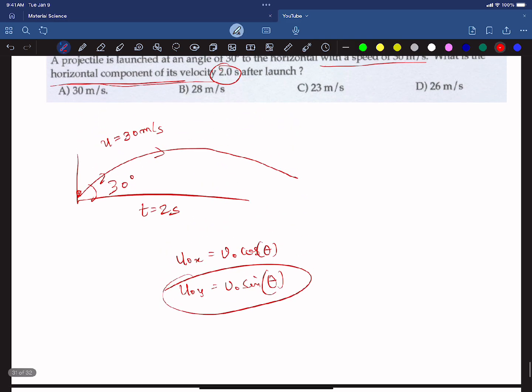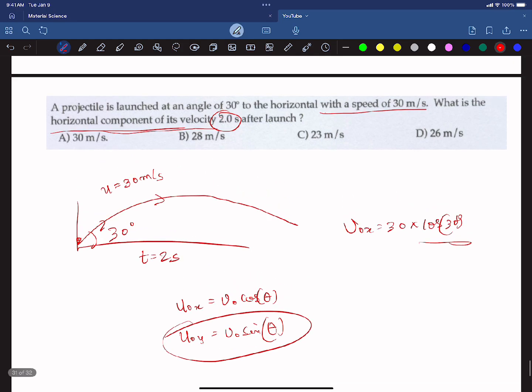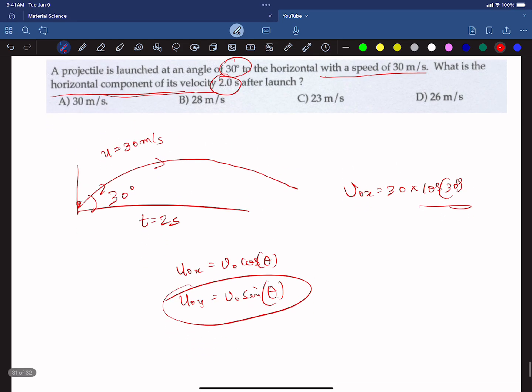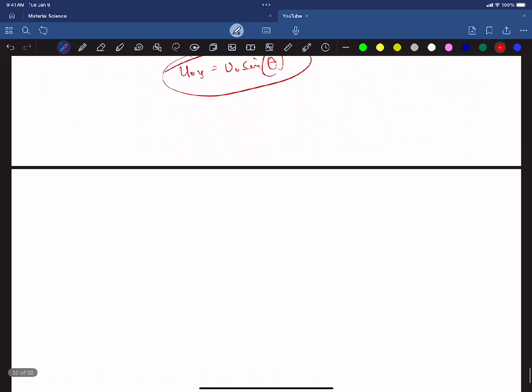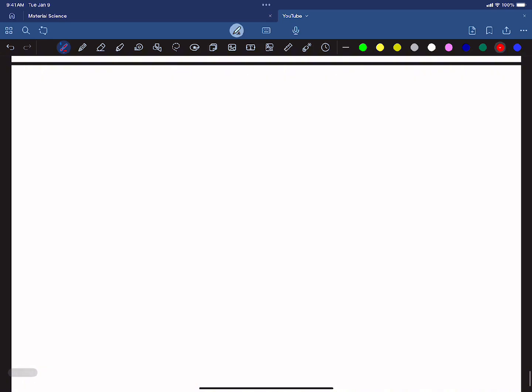Now let's substitute our values. v0x is equal to 30 times cos 30 because this angle is given in the question, and it will give you 25.98 meters per second. So this is our answer, which is D. Let's move on to the next question.